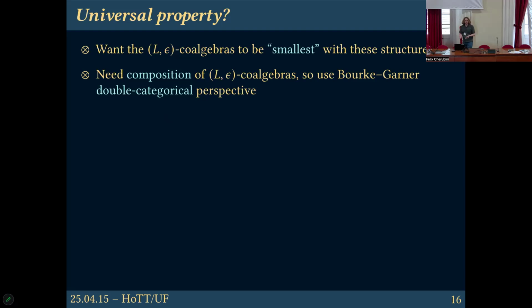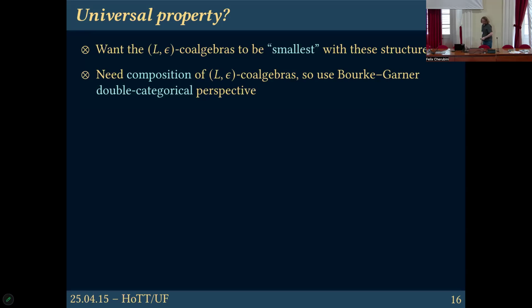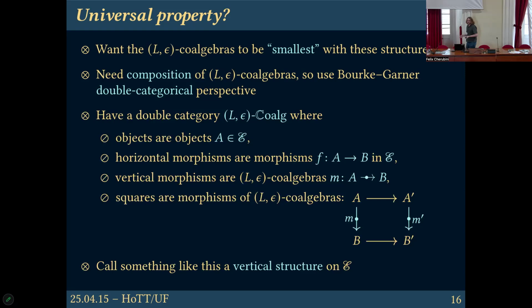Now we want to sum that up in a universal property like this saturation property we had. We want the L coalgebras to be the smallest things which have these structures in them. And like I said, there's composition occurring among these operations. So it's not really convenient to talk about the category of coalgebras, which doesn't see this composition structure, but look at what Bourke and Garner came up with as a way of looking at these things, a double categorical perspective. So a double category is basically just a category where you have two kinds of maps. One you think of as going horizontally and one vertically.